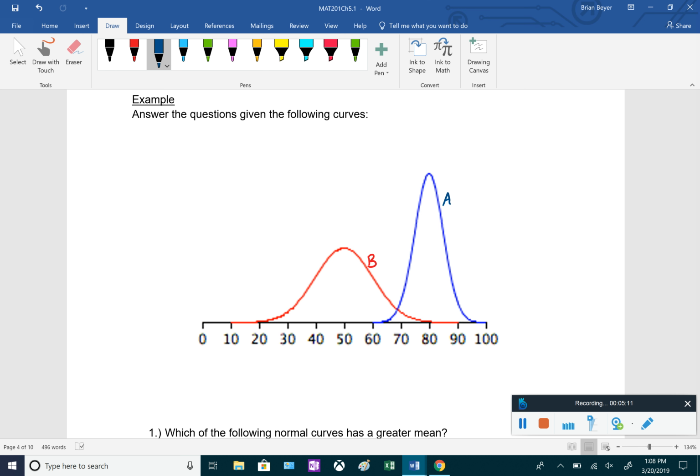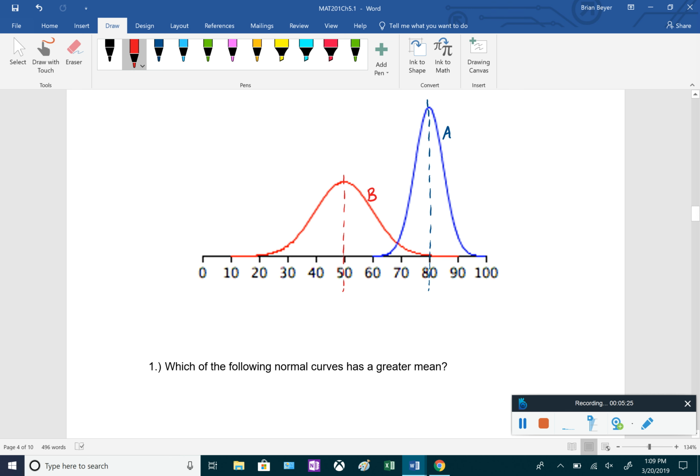For curve A, the mean is going to be right down the middle. And for curve B, it's also going to be right down the middle. So the mean for curve A, I'm going to label this mu with a subscript of A, just representing the mean for distribution A. That's going to be 80.